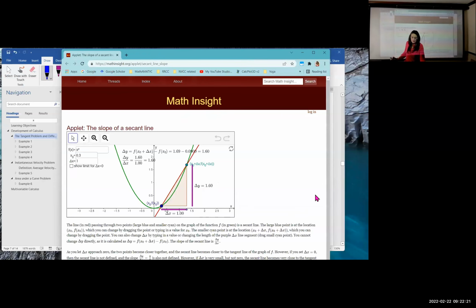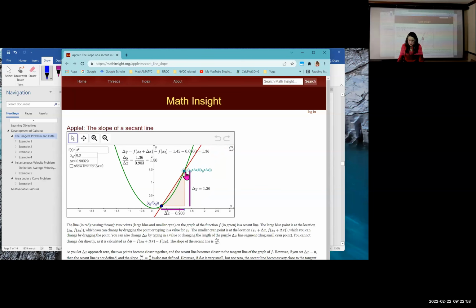So here's the slope of the secant line. This is a link that's in your notes that you can play with to see what the slope of the secant line is. Now remember, slope is rise over run. So we're measuring the vertical change over the horizontal change. And that's going to give us the slope of the secant line up here, which is 1.60. All right, and we're going to allow this to change and get closer and closer. So as you move this point right here closer and closer to that one, do you see that it's approaching the slope of the tangent line?